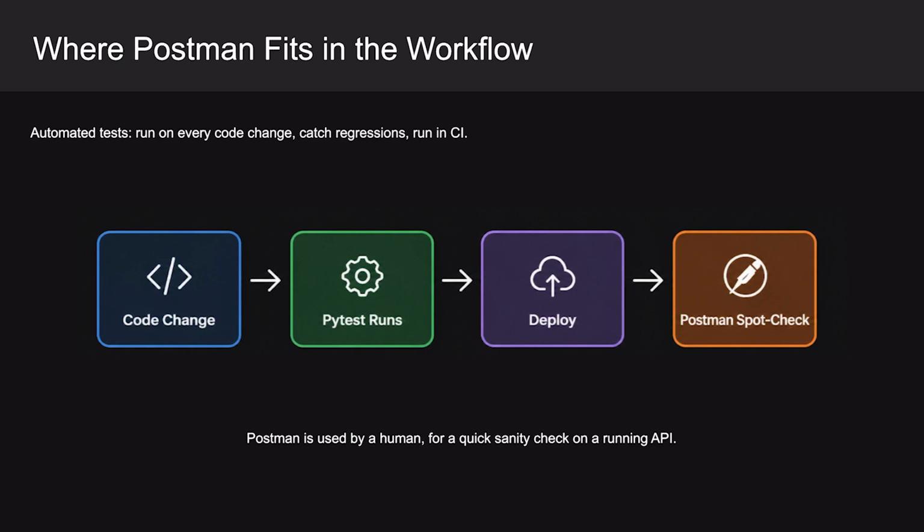The callout at the bottom says it clearly. Postman is used by a human for a quick sanity check on a running API.